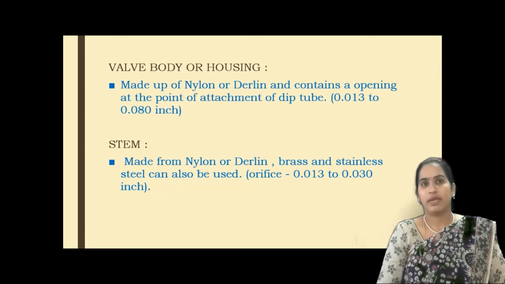Next one, stem. It is made from nylon or Delrin, brass and stainless steel, and the orifice of the stem ranges from 0.013 to 0.030 inch, and it supports the valve. It holds the valve in its place. Below the valve, this stem is present. From this stem, the product will be delivered into the valve chamber.